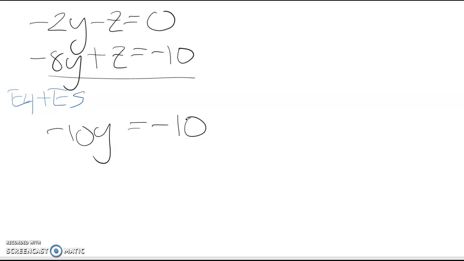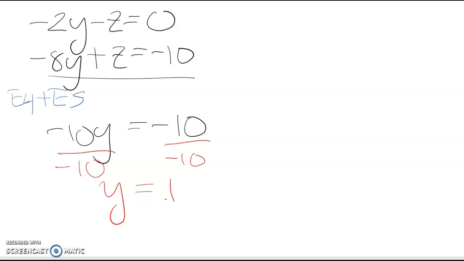Since I'm multiplying by negative 10, in order to get to the other side, I would have to divide by negative 10. So I get y equals 1. And that's my first coordinate. Once you have a coordinate, you can plug it back into any equation you want.